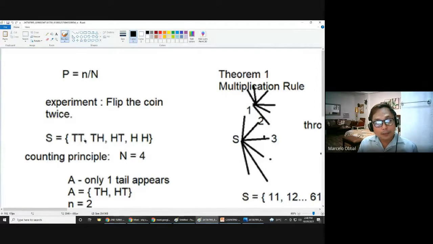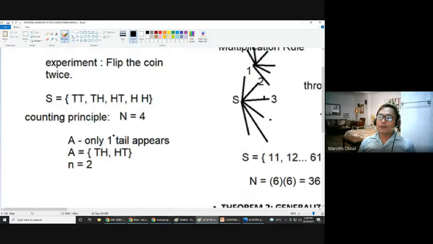or sample point. Now, for example, with the experiment, you're asked to flip the coin. Flipping a coin, ilan ba yung possible outcomes? Pwedeng yung first toss or flip, tail yung lalabas, but you need to flip again, then second flip, tail din lalabas. Possible din, yung first flip is tail, then you flip again for the second time, so head yung lalabas. Pwede din head yung sa unang flip, the second flip, tail. Pwede din head, then head pa rin. So those are the possible outcomes.